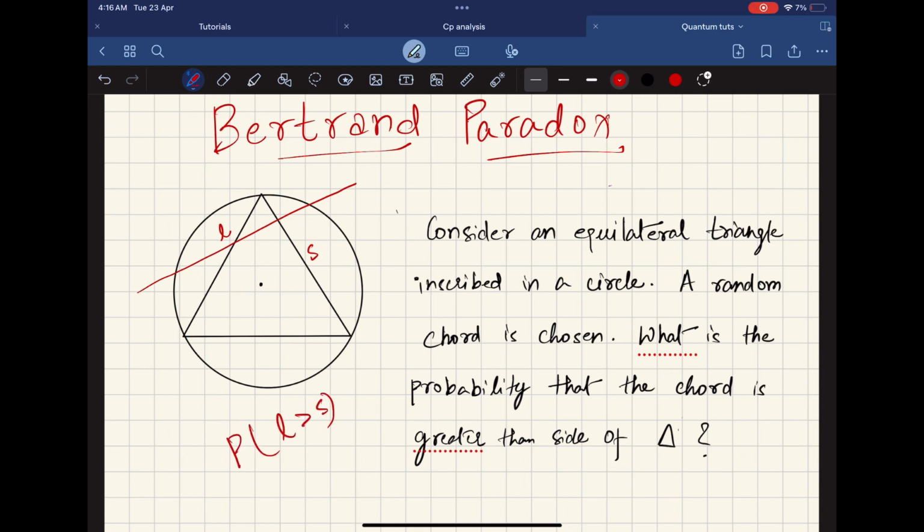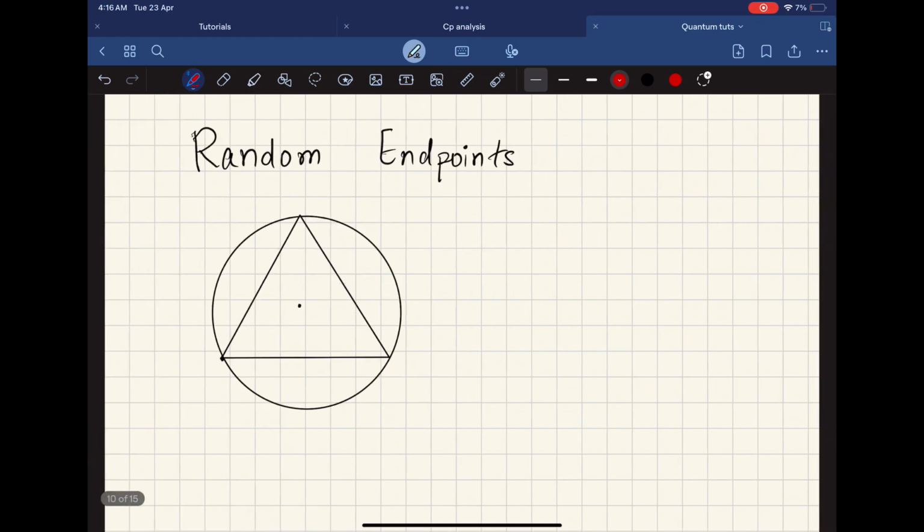So there have been a catalog of arguments made over this question for the solution's sake, but Bertrand initially gave three proposals. So let's look at them one by one. The first one is known as random endpoints. What we are doing in this solution is taking any two random endpoints of the chord and joining them to create our chord. So let's find the probability that this chord is greater than the side S.